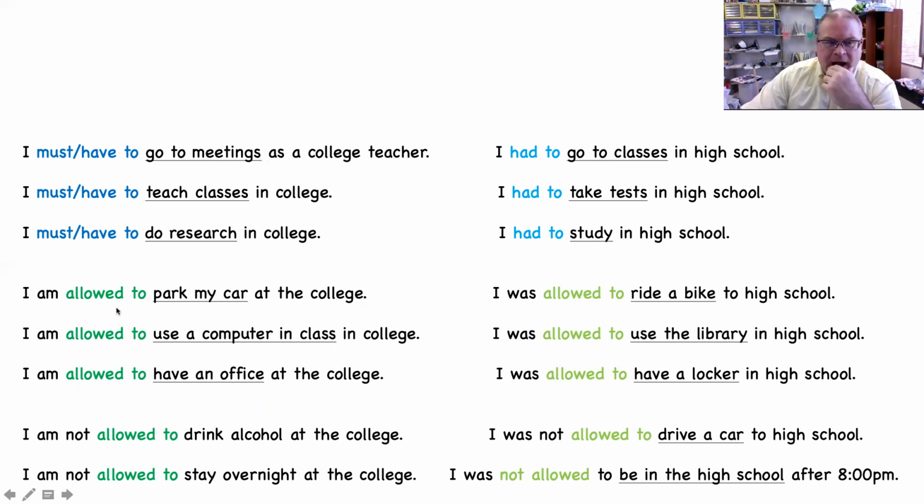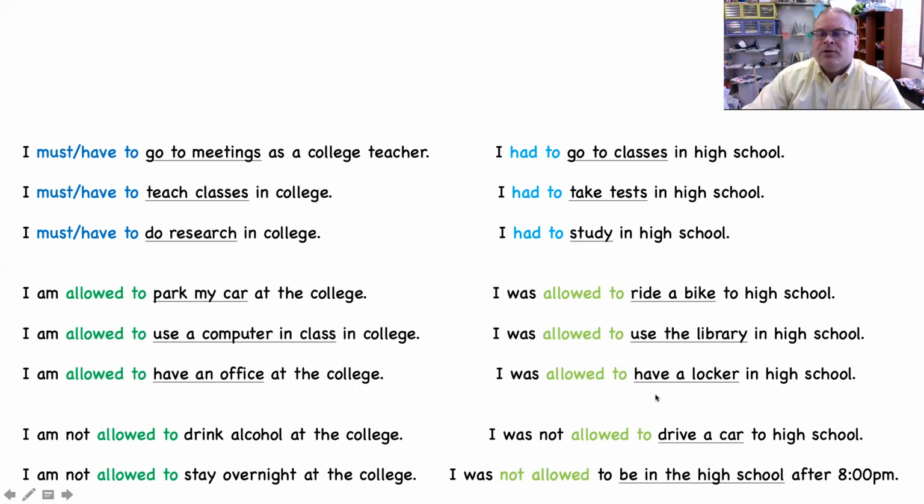So at the college, I'm allowed to park my car. I'm allowed to use a computer in class. It's okay. I'm allowed to have an office. Watashi wa kenkyushitsu o motsu koto dekiru. I can do it. Okay. Now, in high school, I was allowed to ride a bike. I was allowed to use the library. Okay. I was allowed to use the library. Toshokan o tsukau koto wa daijoubu deshita.